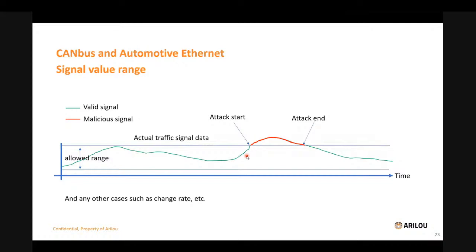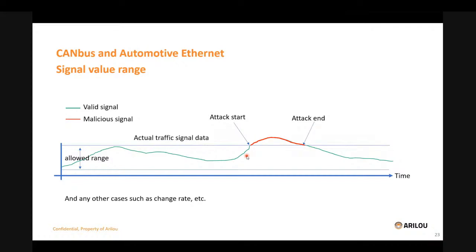So if it is physically impossible for a vehicle to go over 300 kilometers per hour, and we see 400 kilometers per hour, then we know that someone is trying to fool with the instrument cluster, with other systems in the vehicle. The behavior with CAN bus and with Automotive Ethernet would be the same. So we would look at those cases and determine if something is out of range, then we can report them. And it's not only range, there are many more cases. I'm not going to go into them today.